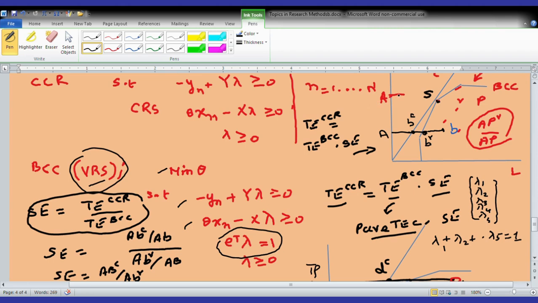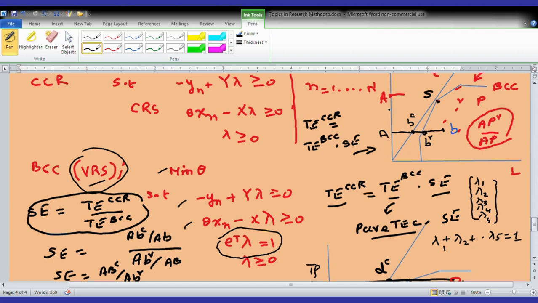And this is what is to be kept in mind, that scale efficiency will exist only if the technical efficiency score with CCR model is different from the technical efficiency score with BCC model. So this is the additional point that you need to keep in mind. The problem with this approach is that it allows us to conclude that the scale efficiency exists or it does not exist.